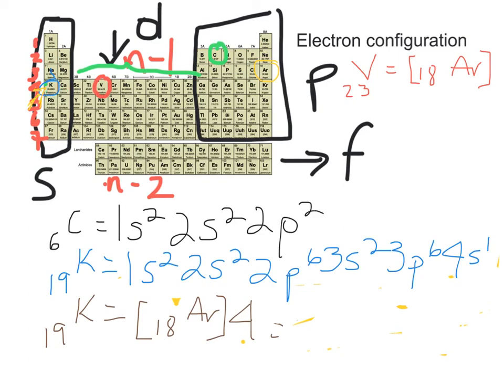4s2. And here is the tricky part. Pay attention. As soon as you get into the D block, you need to subtract 1. So instead of 4D, it is 3D. 3, because we are subtracting 1 from this 4. D, because it's in the D block. 3, because it's the third box: 1, 2, 3. So it's 3D3. How are you feeling with this?